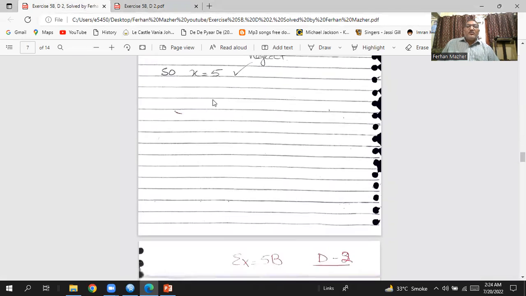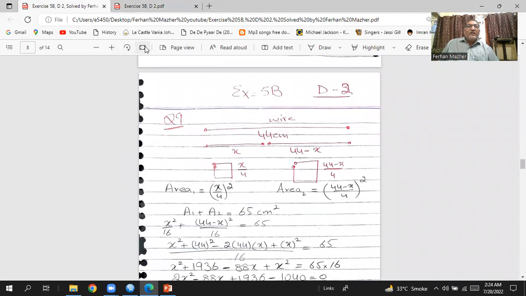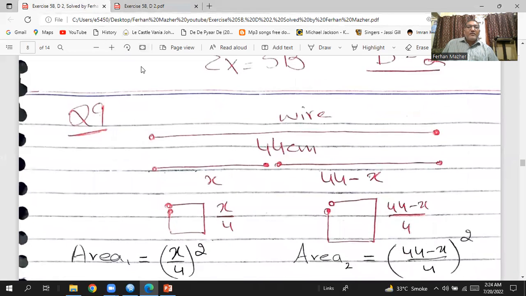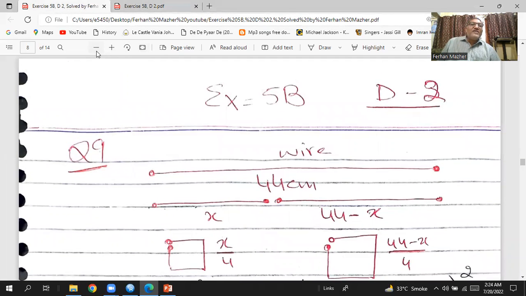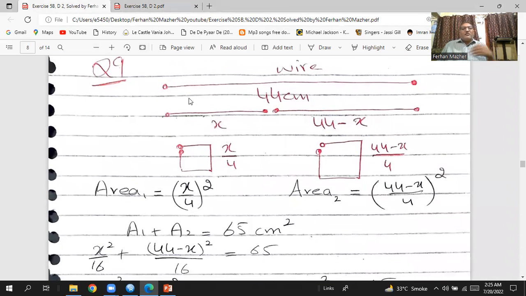Okay, so here we go. The next question coming up on your screen, and here we go. So suppose that we have a wire which is 44 centimeter long, and I will cut it into two pieces. So one piece, its total length is x. The other piece will be obviously 44 minus x. So a wire 44 centimeter was cut into two pieces.